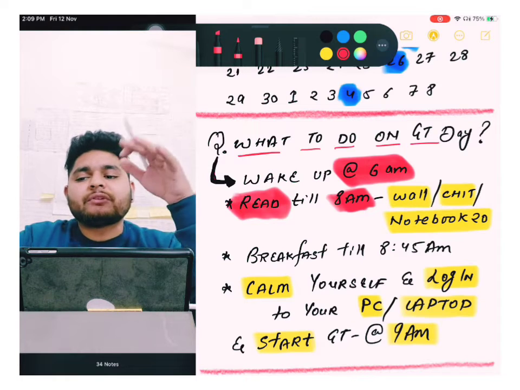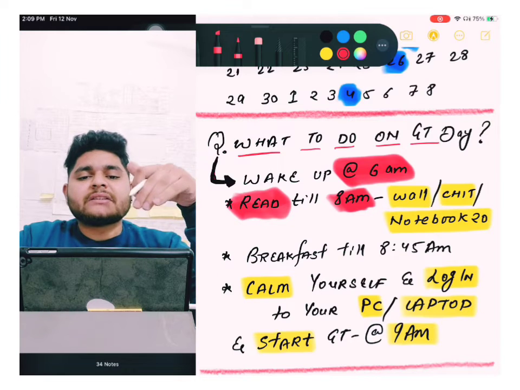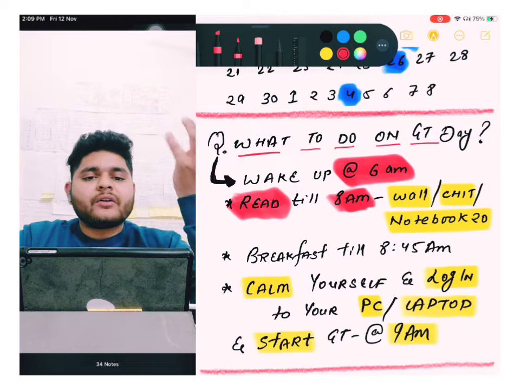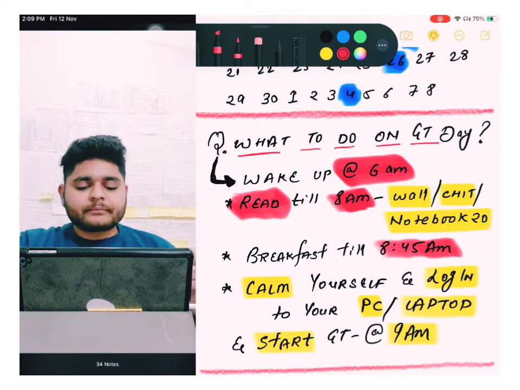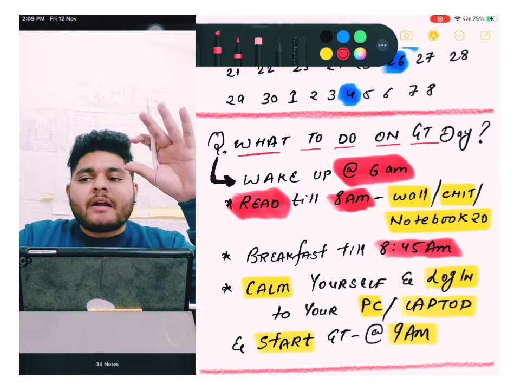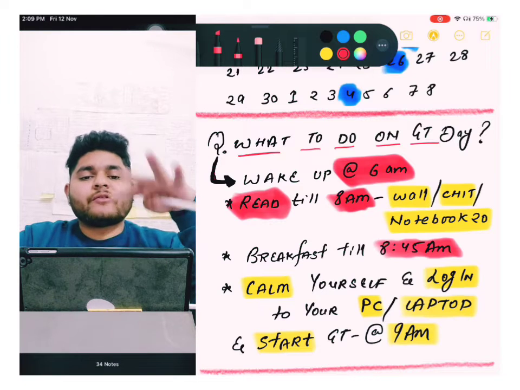If you have given a few GTs before, there must be something in notebook 20, and if this is your first GT, you will start preparing for notebook 20. Then you can read your wall chit or anything that is specific to the subject. Then you can have your breakfast before 8:45 a.m. After 8:45 a.m., nothing more to do. You have to do everything before 8:45 a.m.